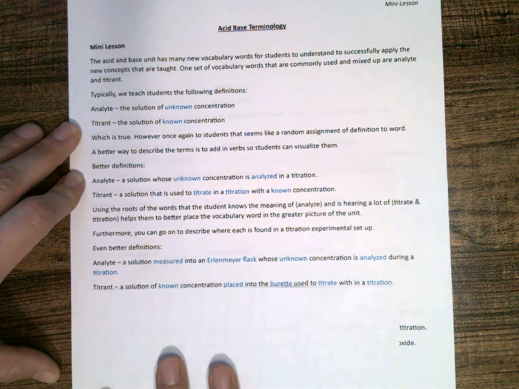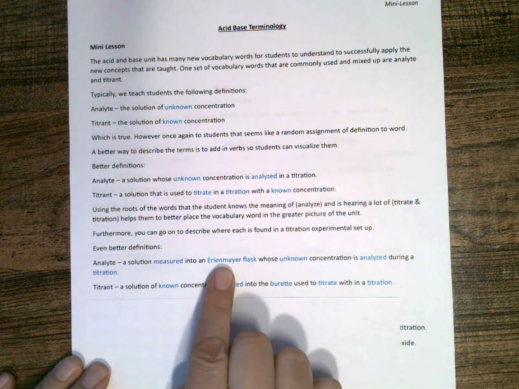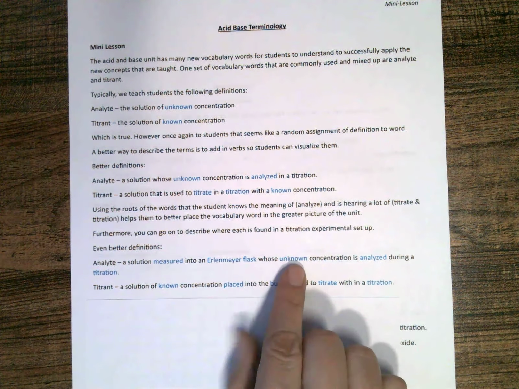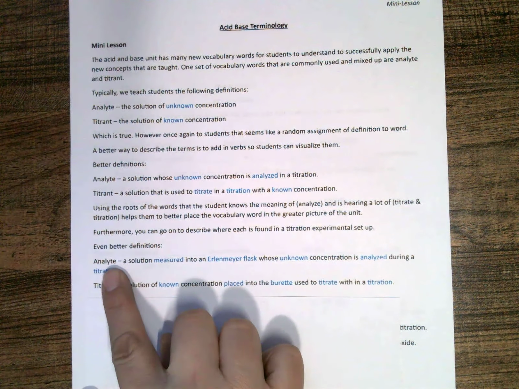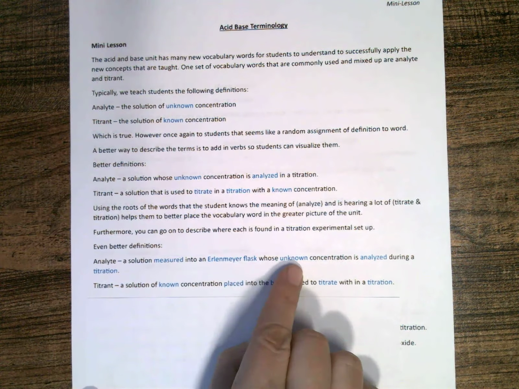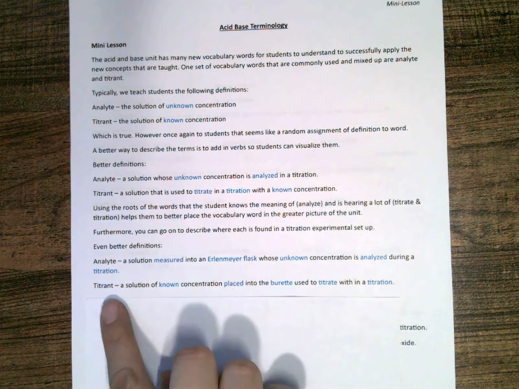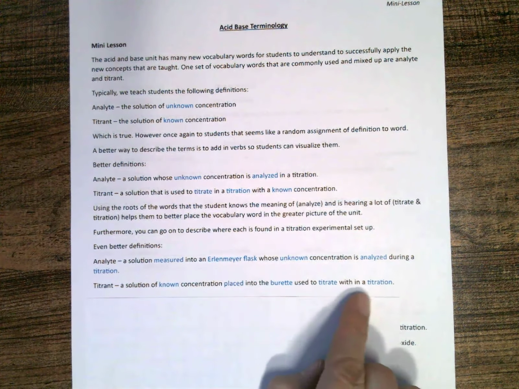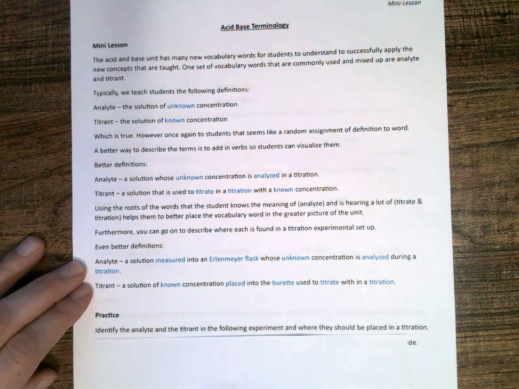But an even better definition is: an analyte is the solution measured into an Erlenmeyer flask, because that is the vessel that we are putting our unknown into, whose unknown concentration is analyzed during a titration. Again, that really describes our analyte. It helps them really understand, okay, it's the thing I'm analyzing because I don't know what it is, and where do I put the thing I don't know about? In my Erlenmeyer flask. And my titrant, a solution of a known concentration placed into the burette used to titrate within the titration. So that really describes them and helps students understand it.